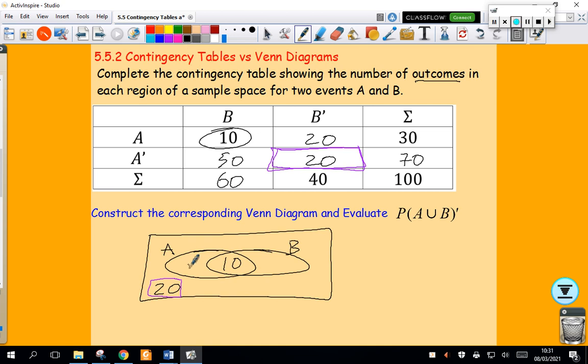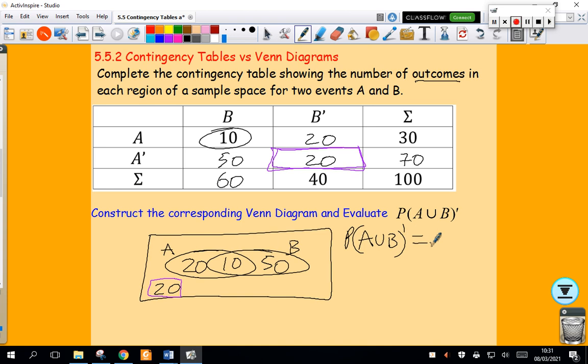Inside A but outside B, well, I'm in row A but in column not B, that's 20. Inside B but outside A, well, I'm in column B but in row not A, well, that has to be 50.